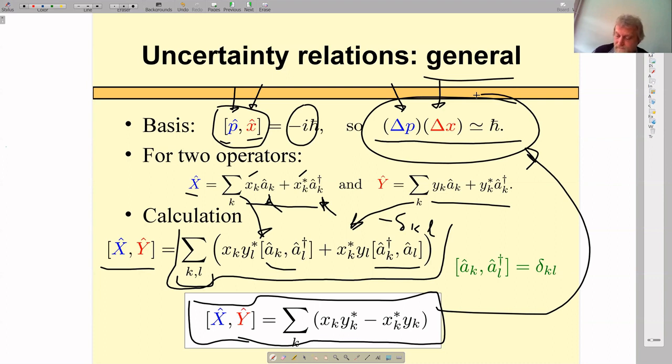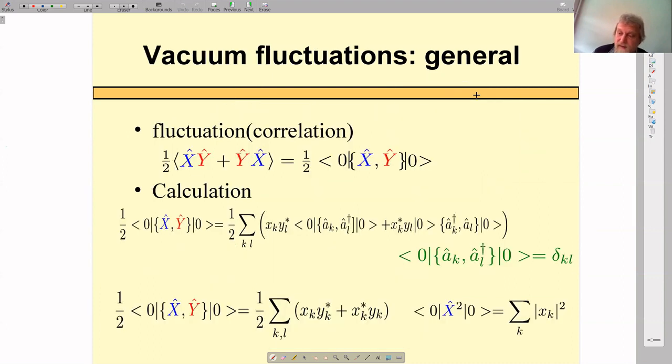All right. So we also need something else, which I also want to treat in general. It's again the simple exercise calculation of the same level. Now I take two operators x and y, and I would like to find their fluctuation or correlation, whatever you call it.